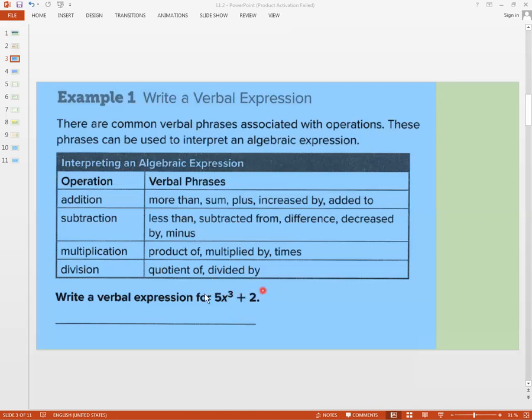In other words, here we have the sum of the product of 5 and x cubed, and 2. It's the sum of the product of 5 and x cubed and 2.